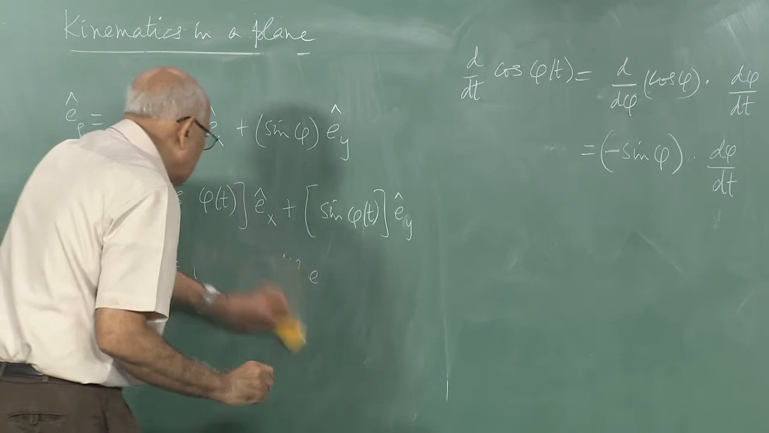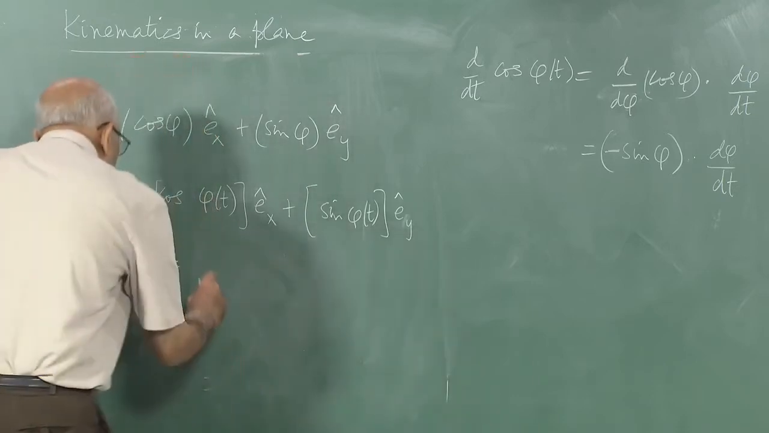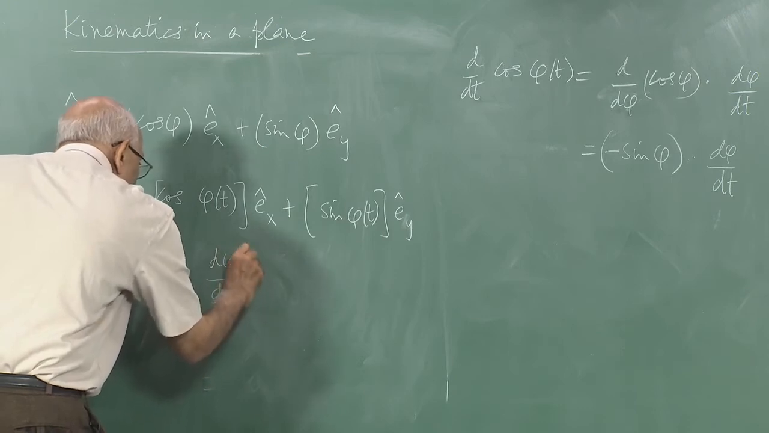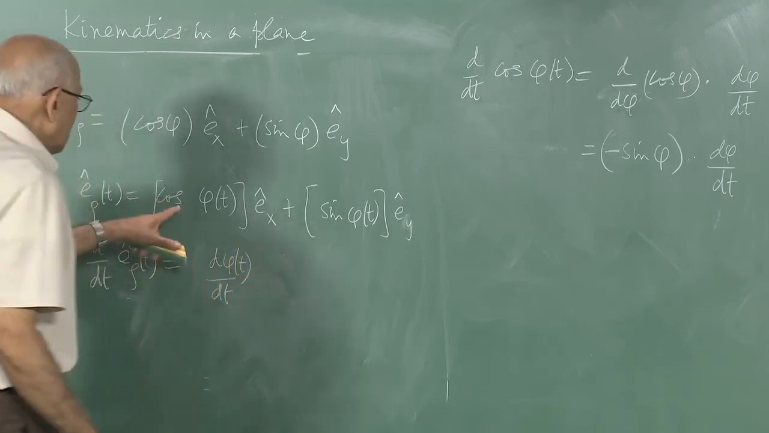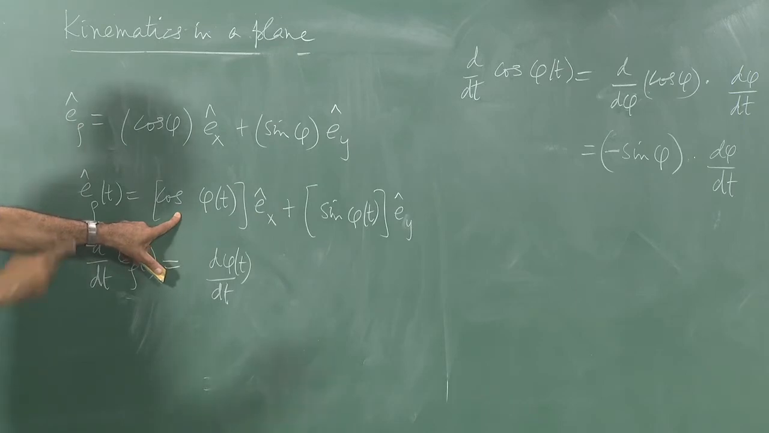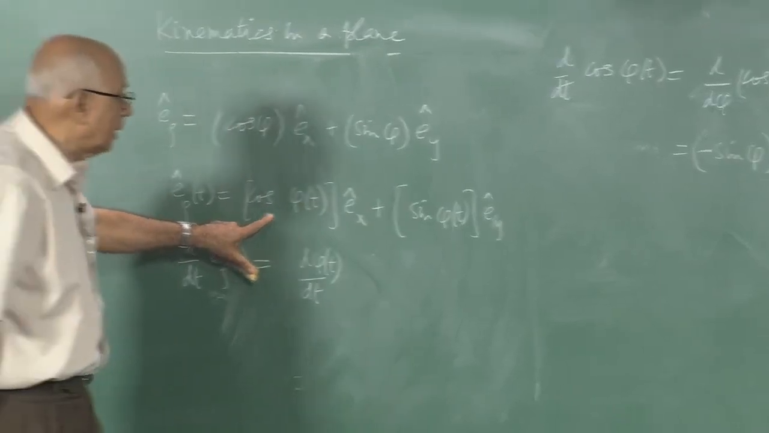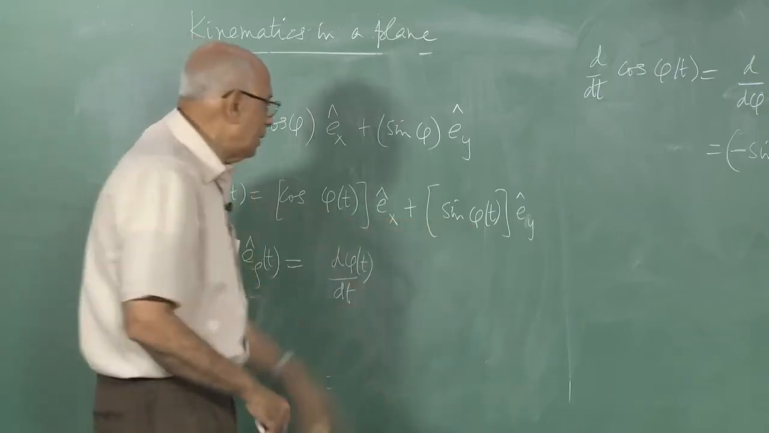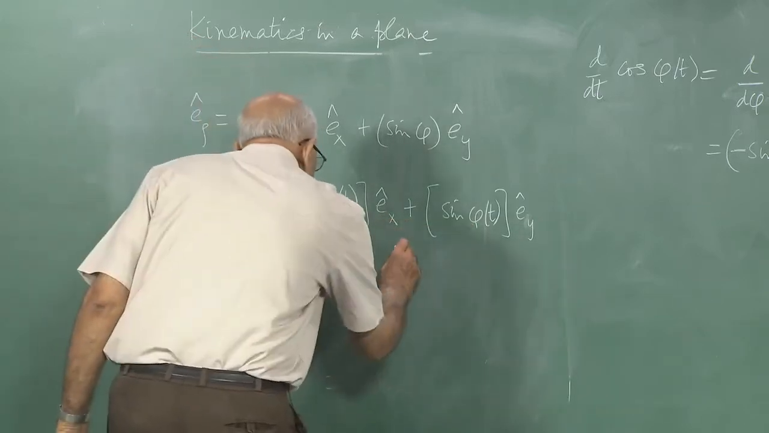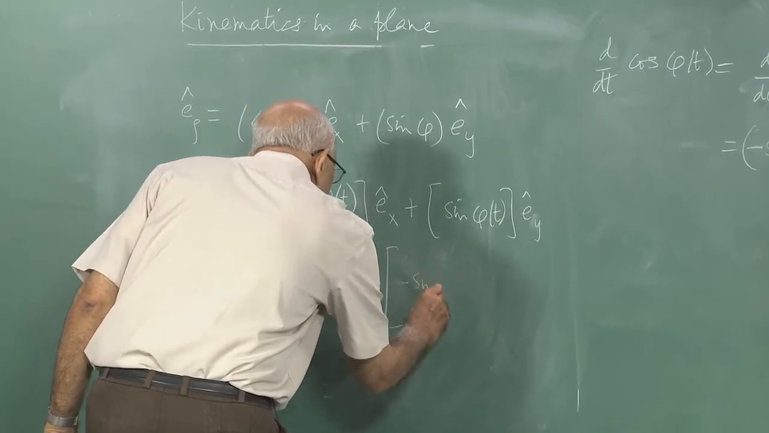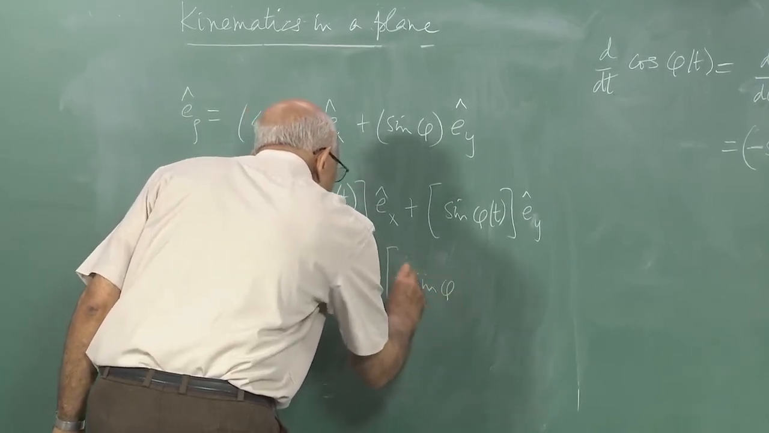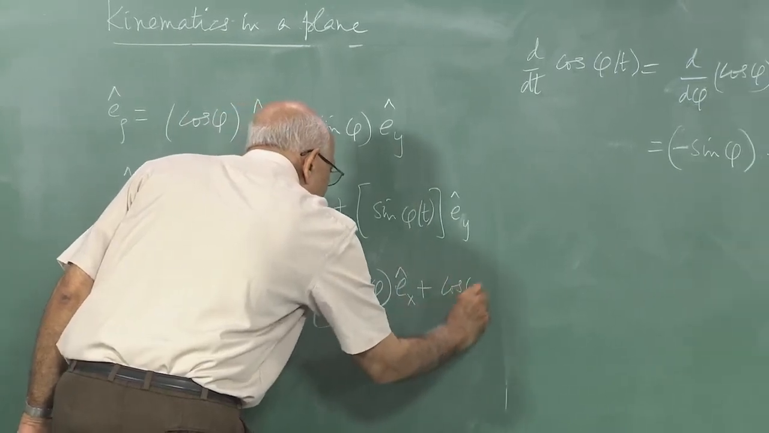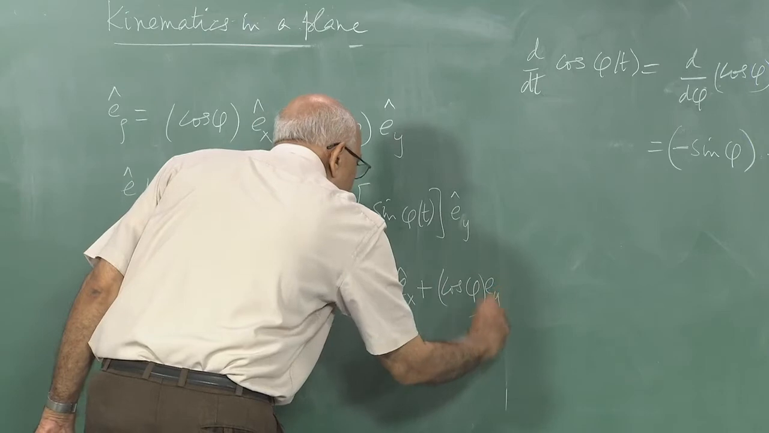So let us write it with the d phi over dt coming out. So this is equal to d phi over dt, and that is a function of time, times the derivative of this function with respect to phi, which is minus sine phi, and the derivative of this function with respect to phi, which is plus cos phi. So now this becomes minus sine phi times Ex plus cos phi times Ey.